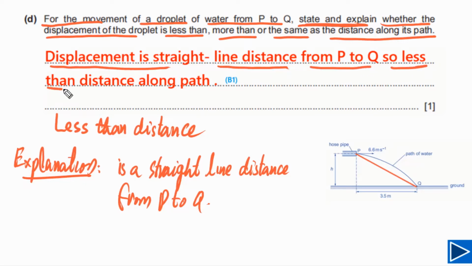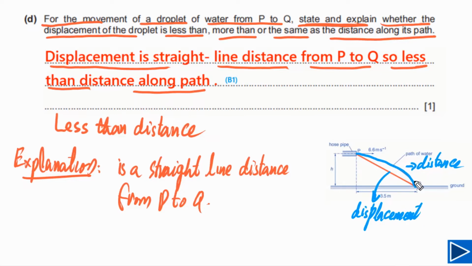So it is less than the distance along the path. So this one is the distance. Let me highlight, maybe some students will not be clear what exactly is meant by distance. This blue line is the distance, and this one is the displacement. So in this case, displacement is less than distance because displacement is a straight line.